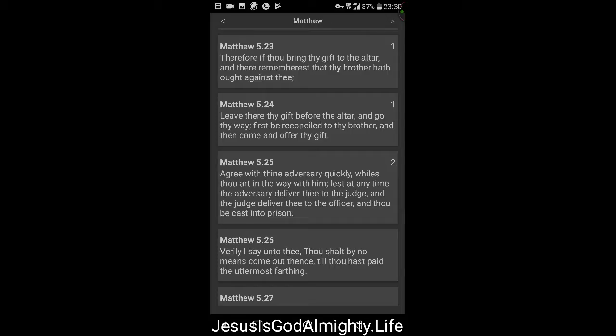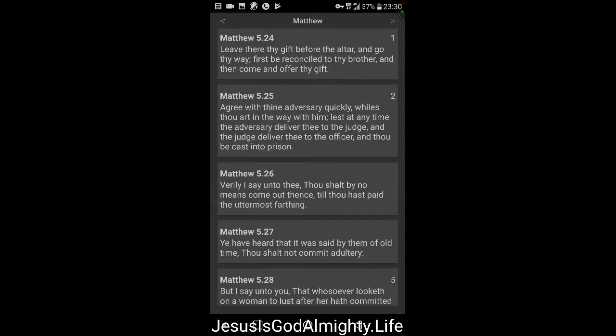So it's not really a help, I think, when you translate a word to so many different things, when you could actually just have translated to one single word. Anyway, therefore, if thou bringest thy gift to the altar, and thou rememberest that thy brother hath aught against thee, leave there thy gift before the altar, and go thy way. First be reconciled to thy brother, and then come and offer thy gift. And so forward.